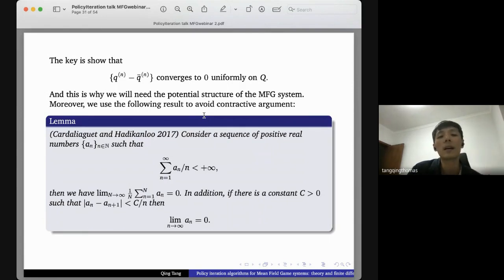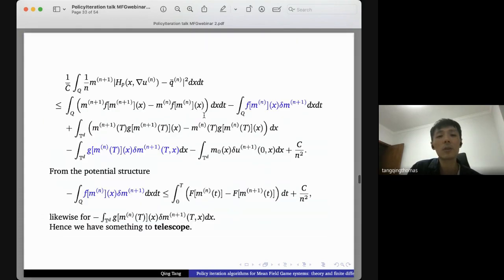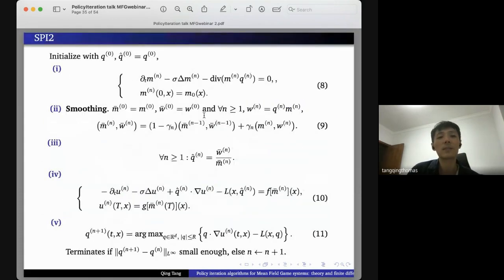I omit the rest of the steps, but basically I can show the convergence of the SPI1 algorithm. For the second algorithm, it's slightly different, but almost the same.